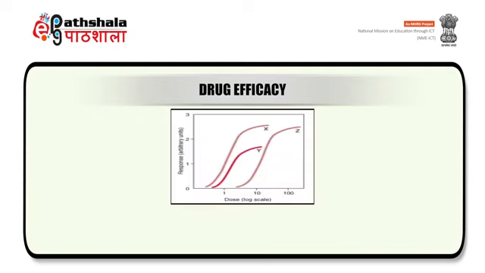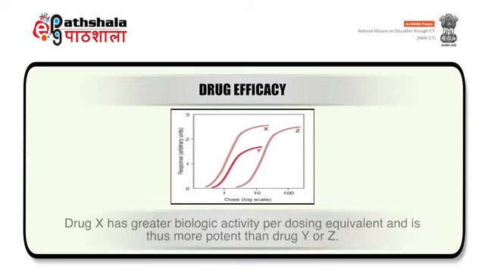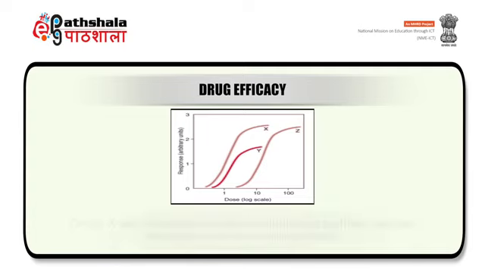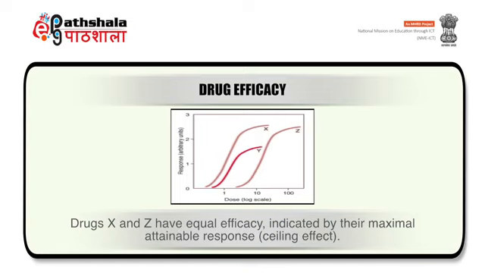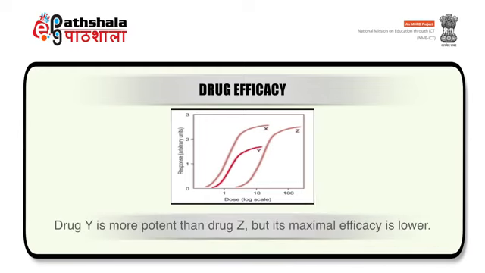In figure 4 shown on the screen, drug X has greater efficacy per dosing equivalent and is thus more potent than drug Y or Z. Drugs X and Z have equal efficacy, indicated by their maximal response or ceiling effect. Drug Y is more potent than drug Z but its maximal efficacy is lower.